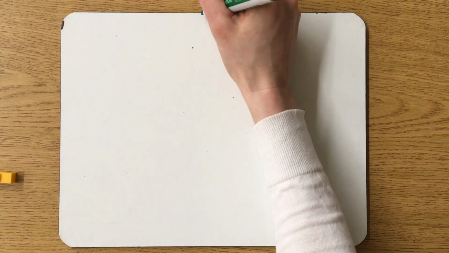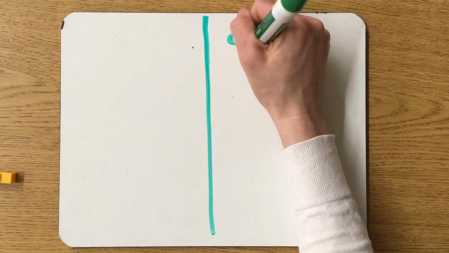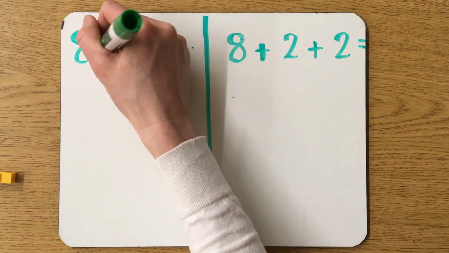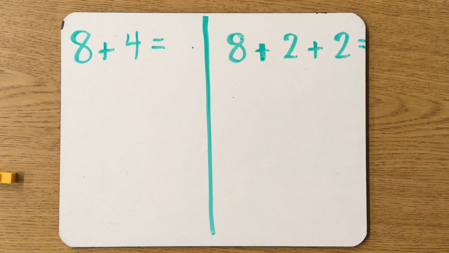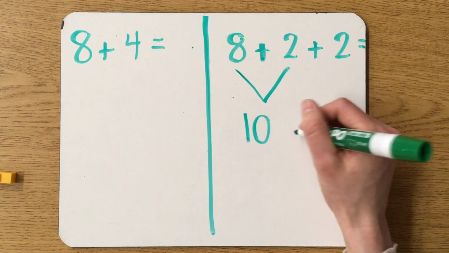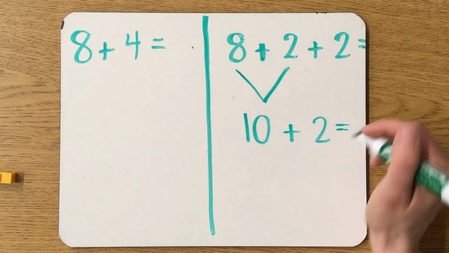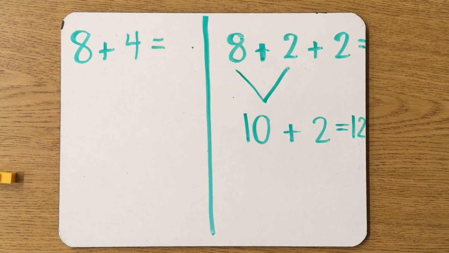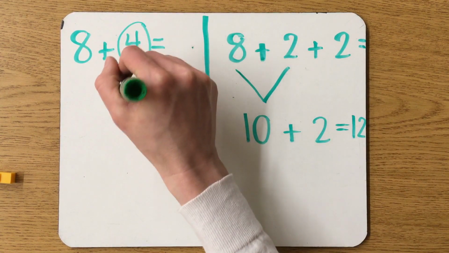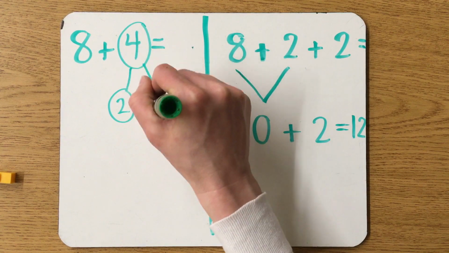Take a look at this. On the left side of my board, it says 8 plus 4. And on the other side of my board, it says 8 plus 2 plus 2. Which question do you like better? For me, I prefer the right side question. And that's because my brain sees 10 plus 2, and I like working with 10. What you might not realize is that these questions are actually the same. And that's because we can write the 4 as 2 plus 2.